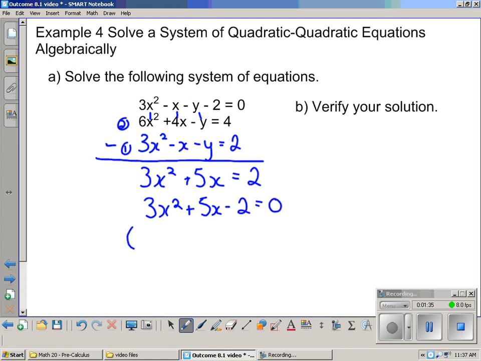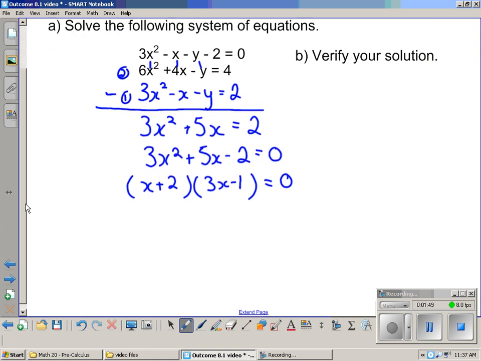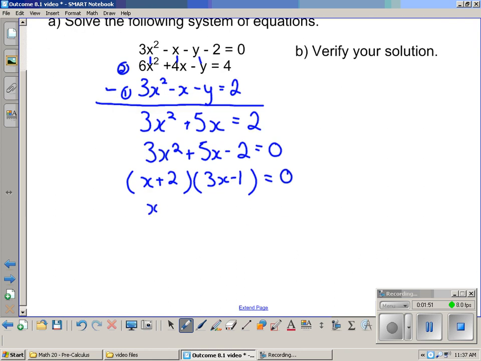This quadratic equation will factor. I could use the quadratic formula or completing the square. It factors into x plus 2 and 3x minus 1. So this gives me two solutions. The first one comes from x plus 2 being equal to 0, so x can be equal to negative 2. The second one, 3x minus 1 can equal 0, so adding 1 to both sides, 3x equals positive 1, or x equals 1/3.